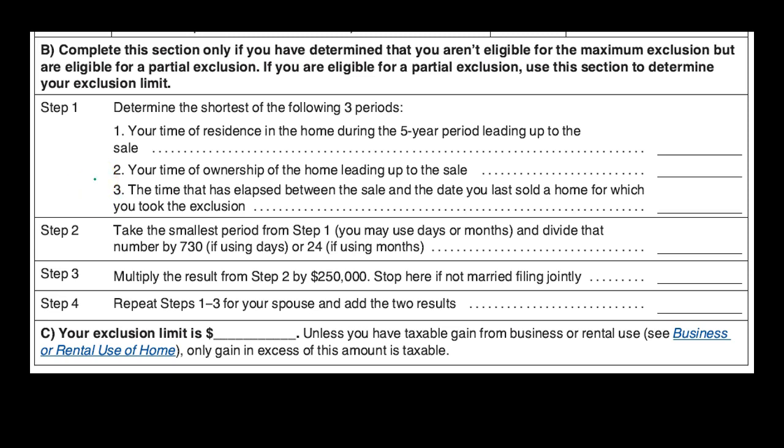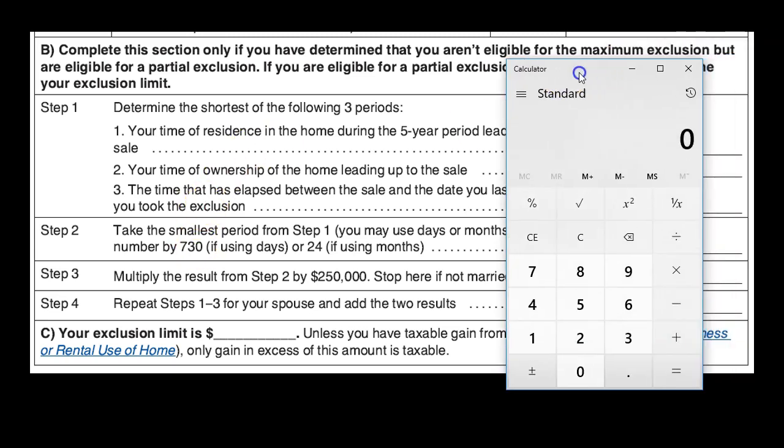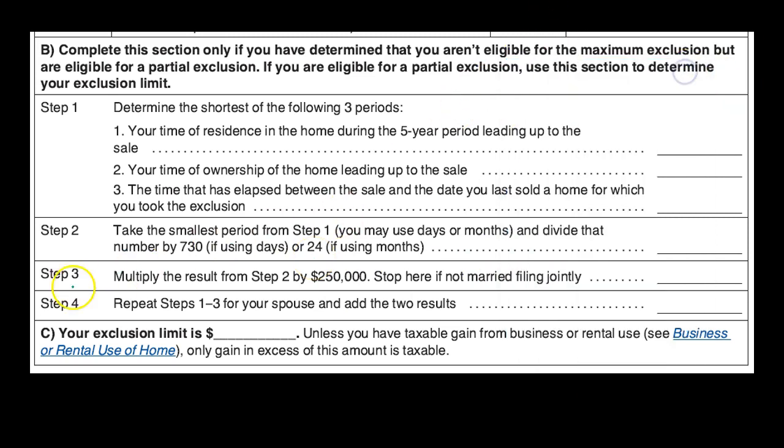is measured in either days or months, and divide that number by 730 if we're using days, 730 of course being the 2-year time period, which would be 365 times 2, which is the 730, or of course 12 months times 2. So it's basically the 2-year time period. And then step 3, multiply the result from step 2 by the 250,000. So the 250,000 is basically the maximum exemption for the single or non-marriage status typically.